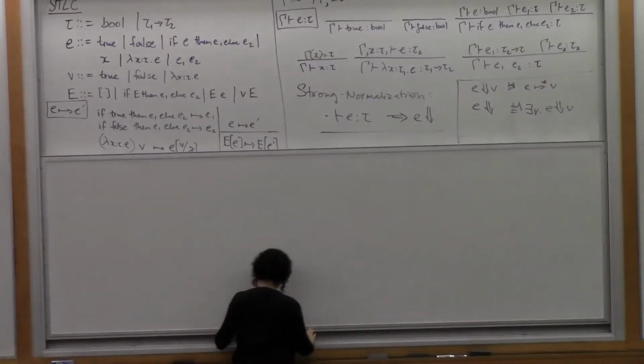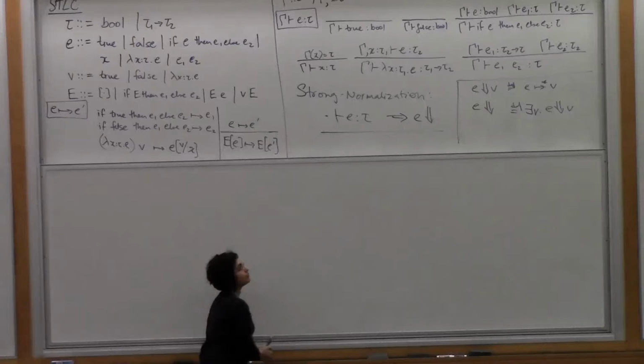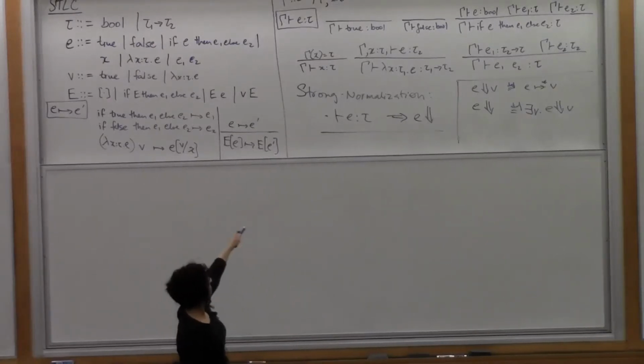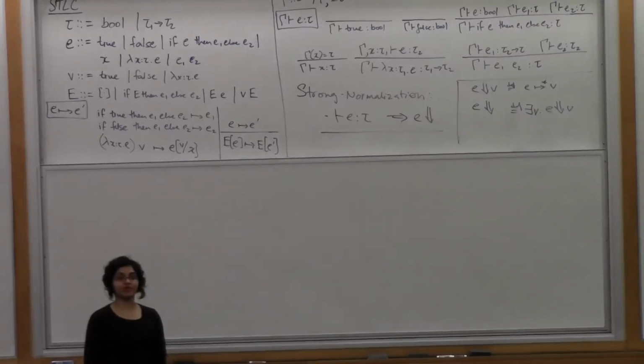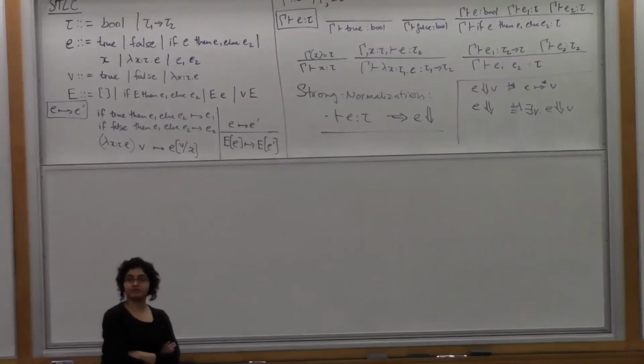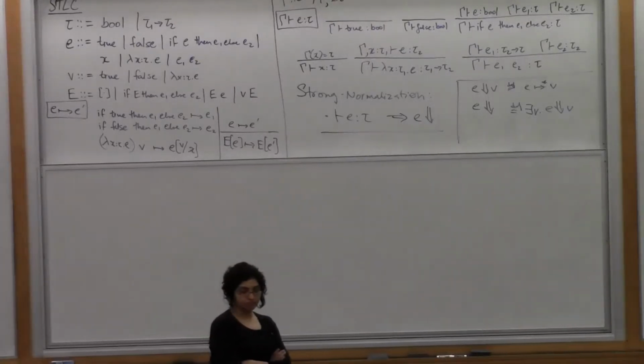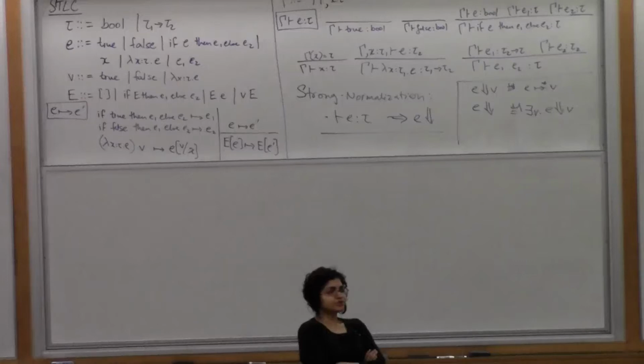Okay. So if I were to ask you to just go off and prove strong normalization, there's the statement of the theorem right there. If E is well typed, E has type tau, then E terminates. You want to take a stab at it? How would you prove that?